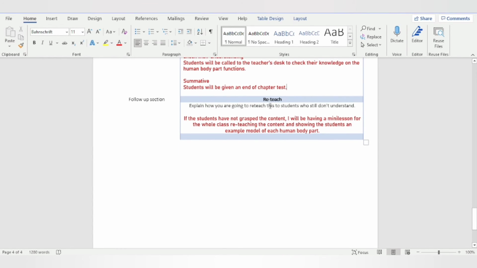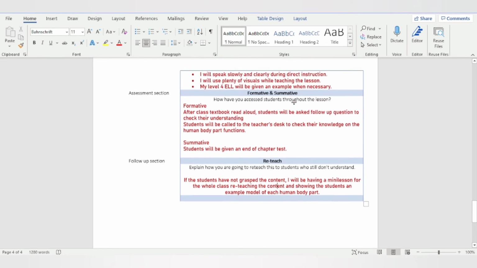For the reteach, you're basically going to tell how you're going to reteach the students who have not grasped the information or who still don't understand. So what I came up with, if students have not grasped the content, I'll be having a mini lesson for the whole class, reteaching the content and showing the students an example model of each human body part. So that is what I would have done.